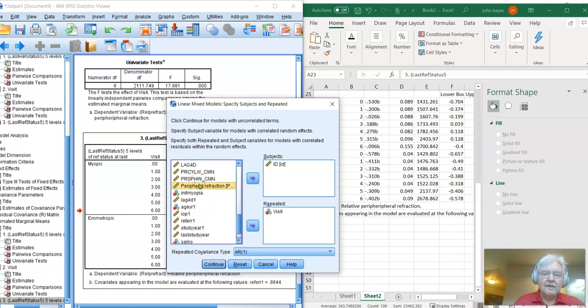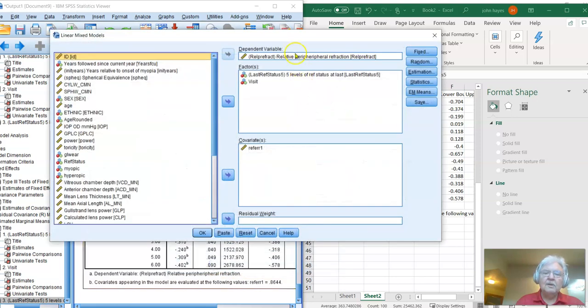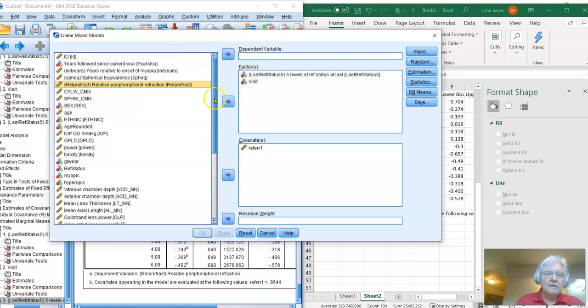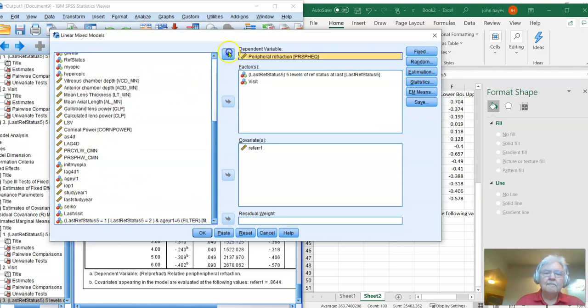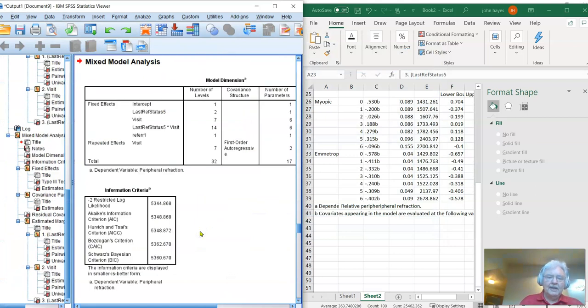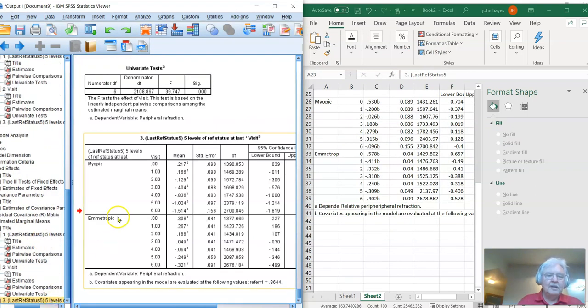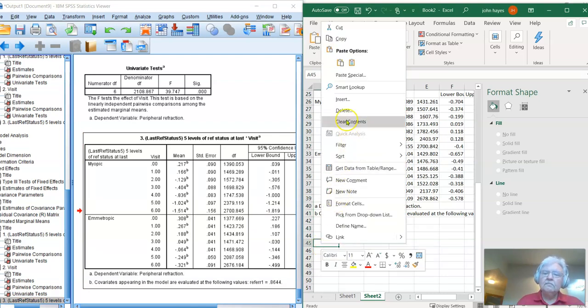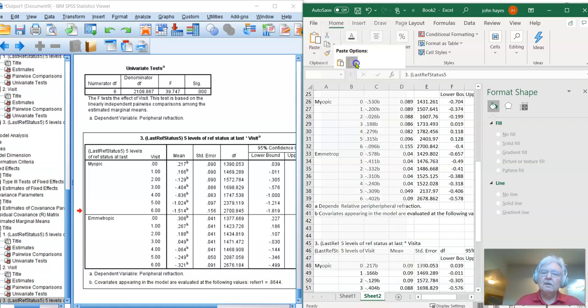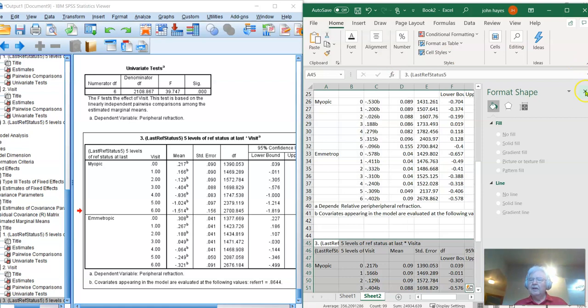Peripheral refraction right here. Whoops, we don't yet need it. Let's continue. Now we find it. Peripheral refraction. Everything stays the same. Okay. Come to the bottom. Copy. Paste. All right, let's make our graph.